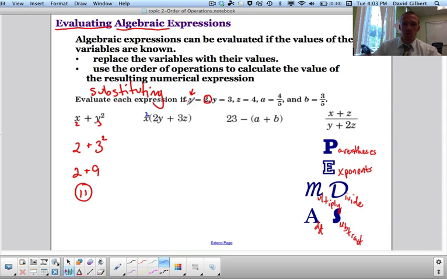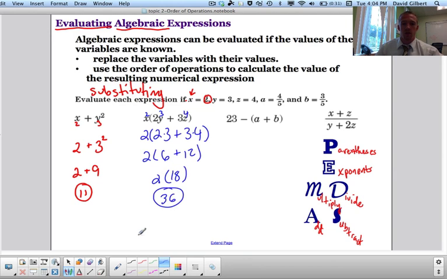x is 2, y is 3, and z is 4. So I'm going to rewrite this as 2 times 2 times 3, right? Because a 2y is like 2 times y, which is the same as 2 times 3. And then 3 times 4. So we've got 2 times 3 is 6, plus 3 times 4 is 12. So now we add these two because they're in the parentheses. So we get 2 times 18, which is 36.